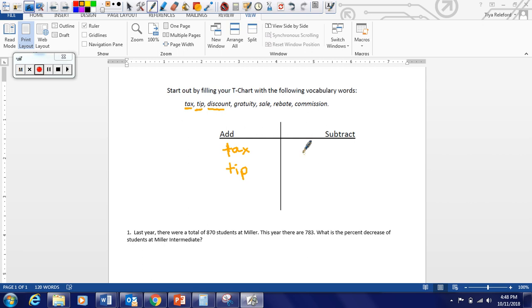Discount, now that means the price is going down, so that's a subtraction. Gratuity, remember we said it sounds like gratitude? So gratuity and tip are the same thing. Sale, we like sales, that means our price is going down. So does rebate. Rebate's like a coupon, it's a little bit different, but not really. Commission is something that's added to your salary. So if you are getting commission, you are getting money added to what you earn. And good for you.